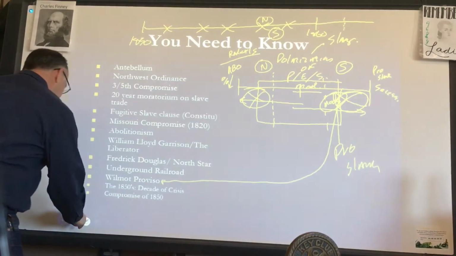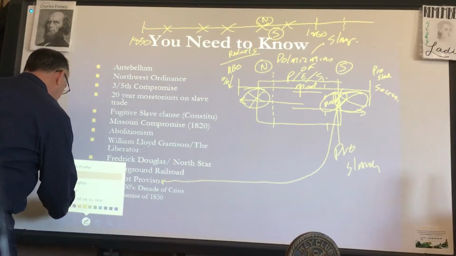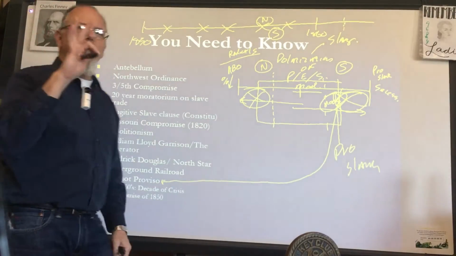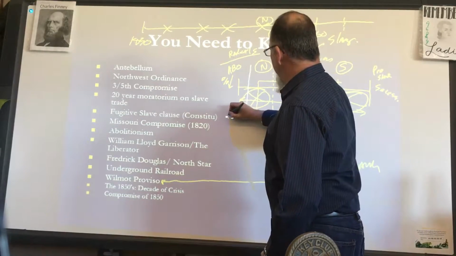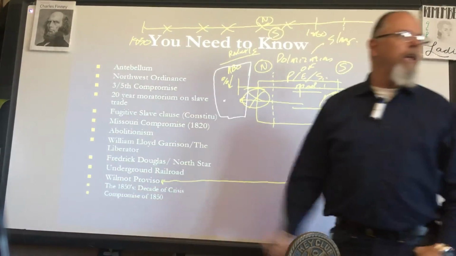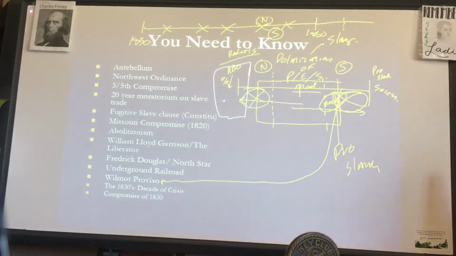The North is a little different, and let's look at that for a minute. The North has three different groups. A small population of abolitionists. That's one. So if this was the North, you guys, 1, 2, 3, 4, 5 people would be abolitionists.